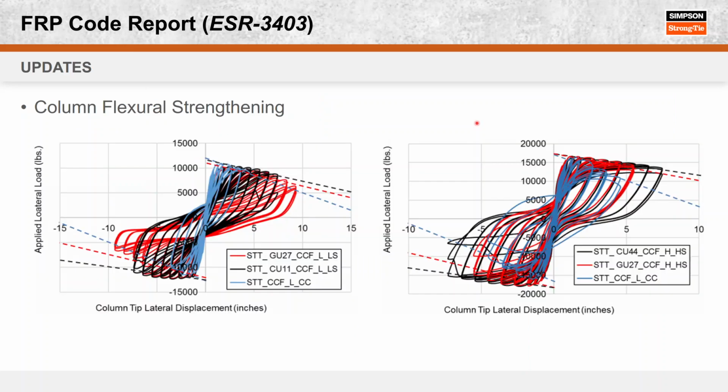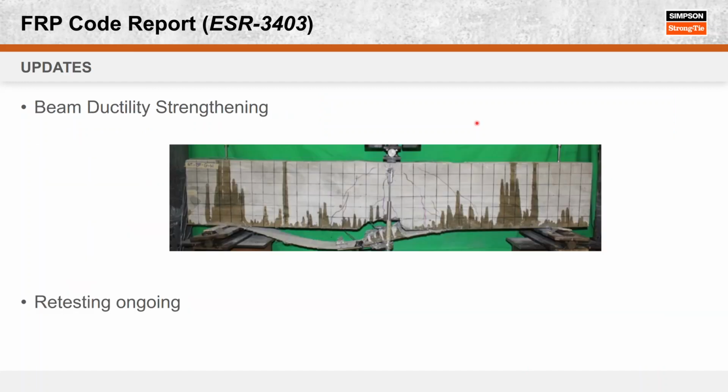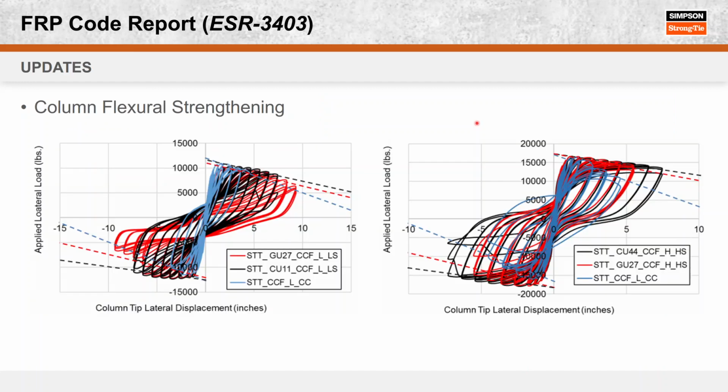Column flexural strengthening: this is the chart I included in the presentation to show the increased levels of ductility, and this was from our test report that went to ICC-ES to review and approve. On that graph, the blue specimen, is that the control?